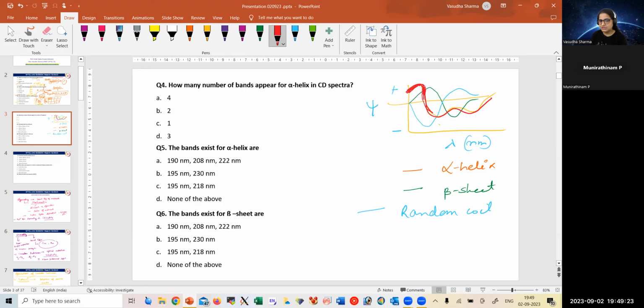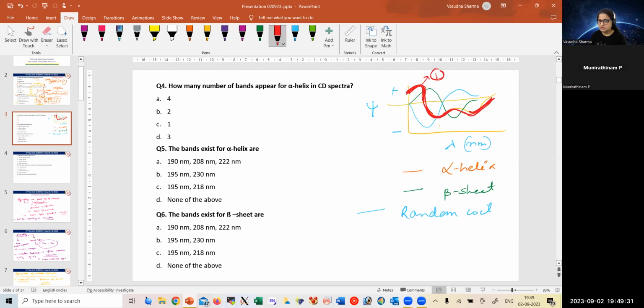Wherever you see a peak like this or a dip, that you have to count. That is your absorbance value. This is 1, this is 2, this one is 3. So how many bands are appearing? 3. Yes, so 3 is for the alpha helix.